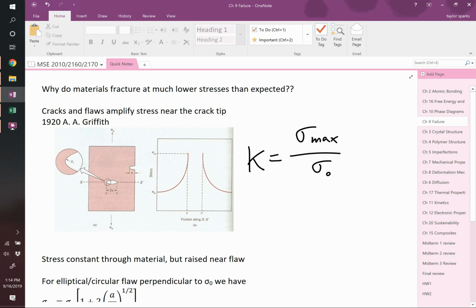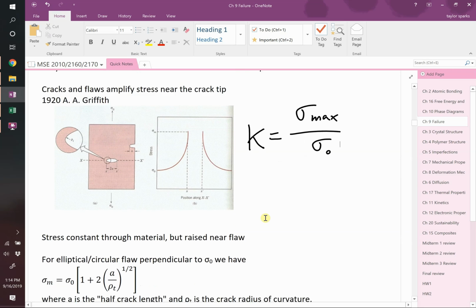Or in other words, the stress intensity factor is a multiplier. It multiplies the stress that you think you're applying, and somewhere it's getting a lot more. And that's why all of a sudden things can fail at 10x, 1,000x lower, because you can get some major multiplication due to this stress intensity factor. Okay? Everybody with me? Any questions so far?